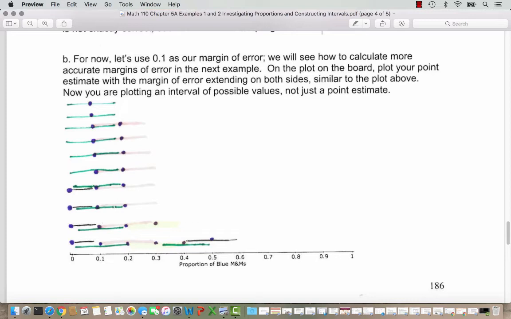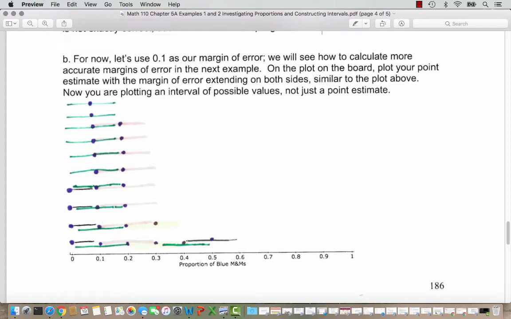I tried to use different colors here to extend the intervals. The points at 0 would only increase. They wouldn't have a negative part of their interval because we would never estimate a negative proportion. So we can see here our range of intervals extending out 0.1 as our margin of error. So one of the samples that had 2 out of 10 blue M&Ms would extend with their interval down to 0.1 as the lower limit and up to 0.3 as the upper limit.